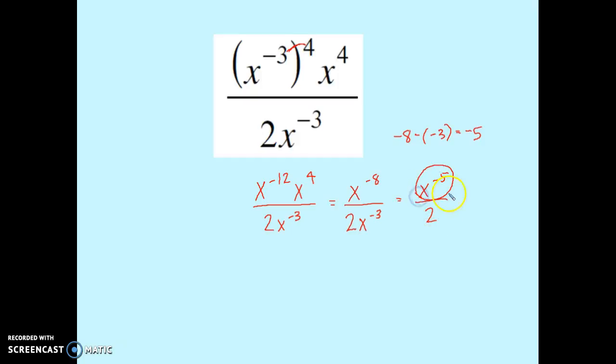Whatever has the negative, I'm going to flip, and it's going to go to the bottom. When I flip it to the bottom, there's nothing left up there except for my coefficient, positive 1. And then on the bottom, I have 2x to the 5th.